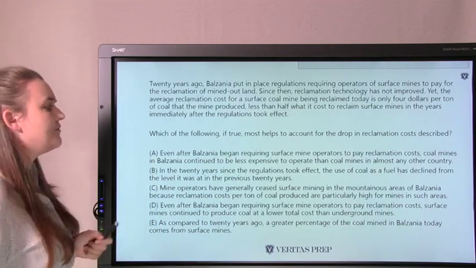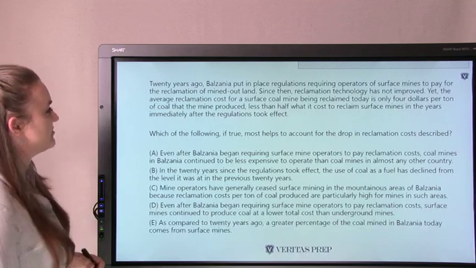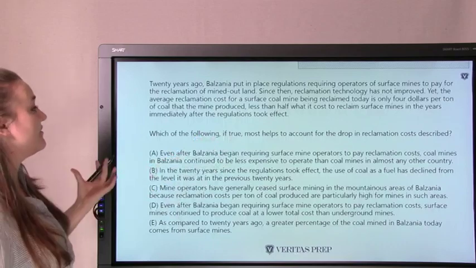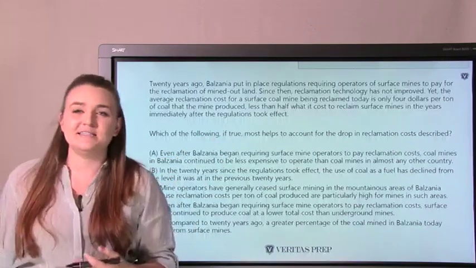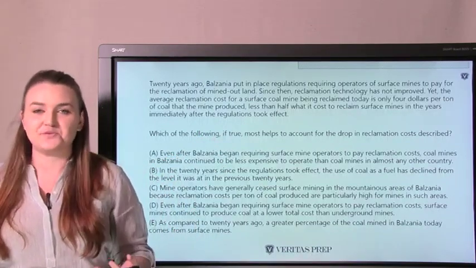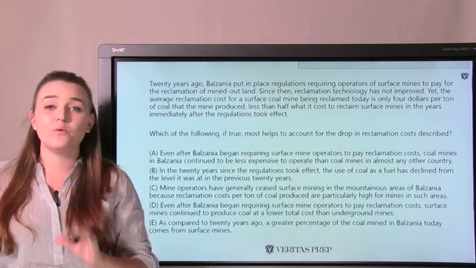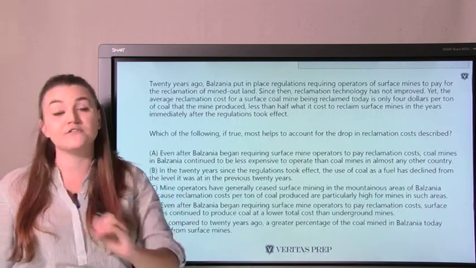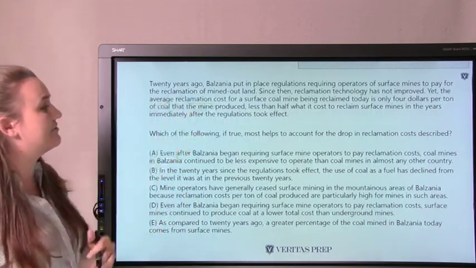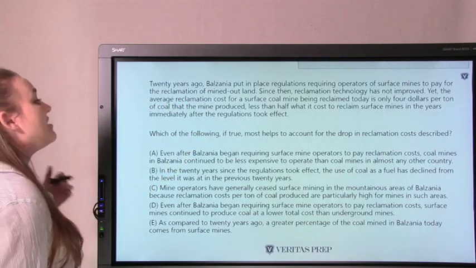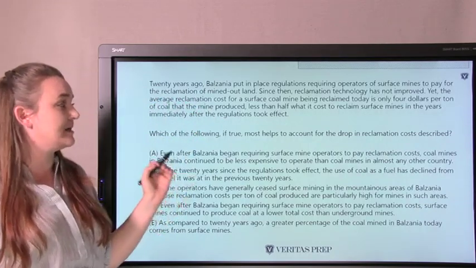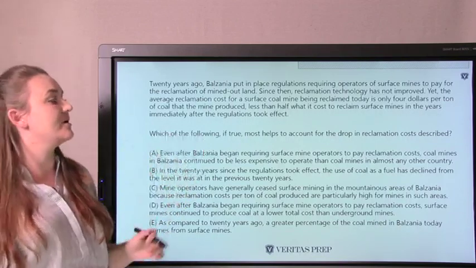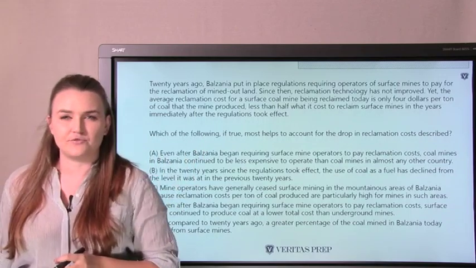So we're looking to account for the drop in reclamation cost described. We've got 20 years ago, Balzania put in place regulations requiring operators to pay for reclamation of mined out land. Now, is it somewhat helpful to know what reclamation costs refer to? Potentially. However, I would encourage you to keep in mind that you could utilize context without that knowledge and be perfectly fine on this question. So since then, reclamation technology hasn't improved, yet the average cost for a surface coal mine being reclaimed today is only $4 per ton of coal that the mine produced, less than half of what it cost in the years immediately after the regulations took effect.